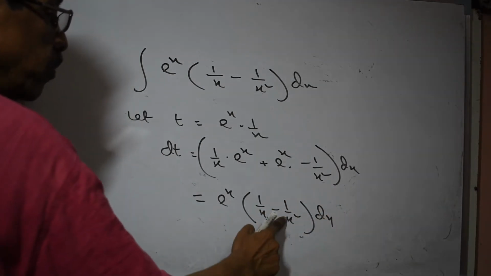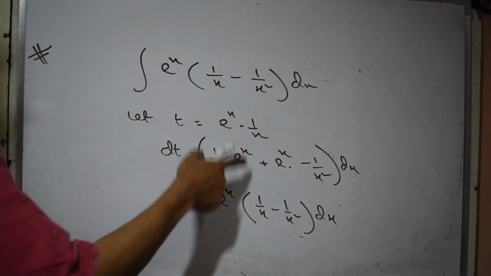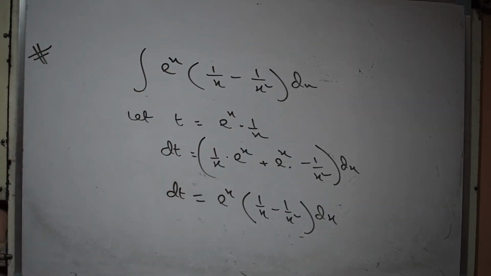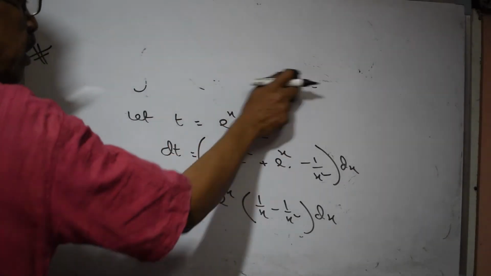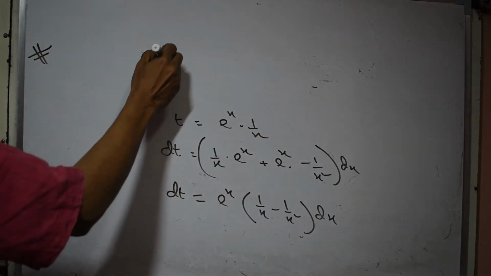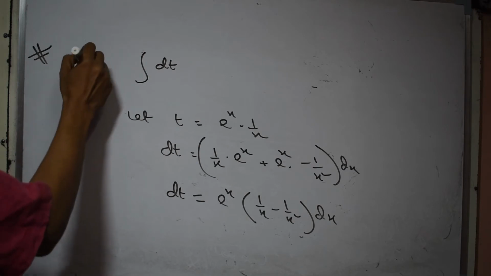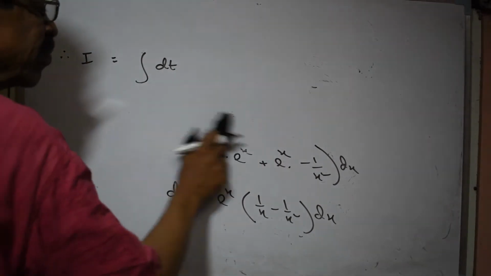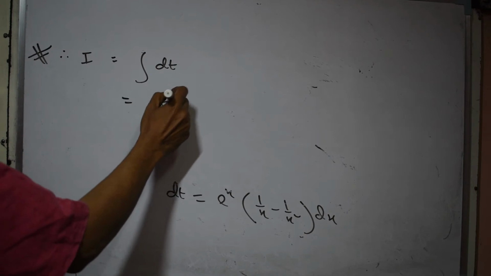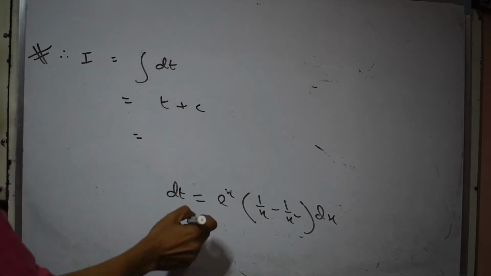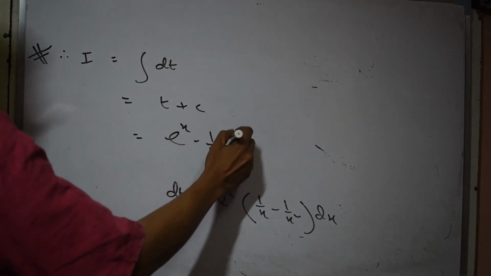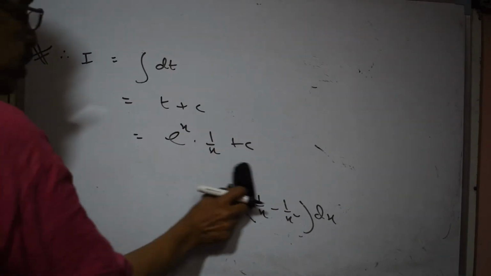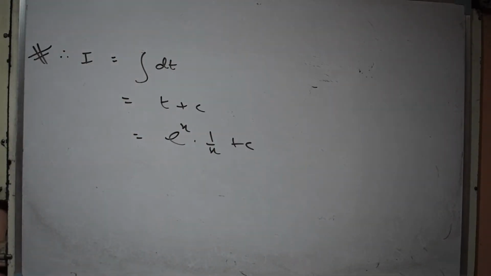So finally, this is the problem, and that problem is now dt. So we will be doing only dt, because now the whole integration is converted to dt. So your answer will be t, because integral of 1 dt is t plus c, and t is e to the power x into 1 by x. But there are some tricky questions, a few, where we have to adjust the expression.